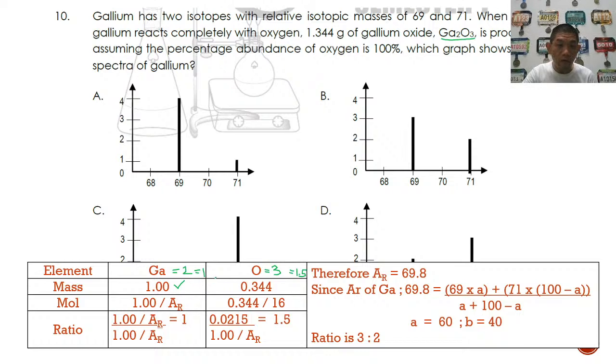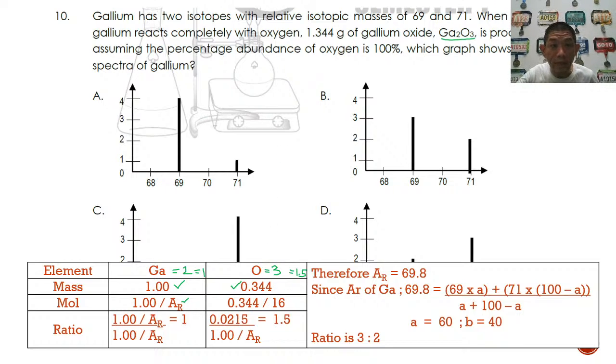After you react with oxygen, you form 1.344. So in other words, the mass of the oxygen increased by 0.344. So the mass of oxygen is 0.344. In order to get the simplest ratio, you have to get the moles first. So how to calculate the mole of gallium? The mole of gallium is 1.00 divided by the atomic mass of gallium, whereas oxygen is 0.344 divided by 16.